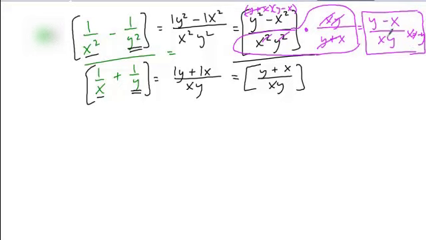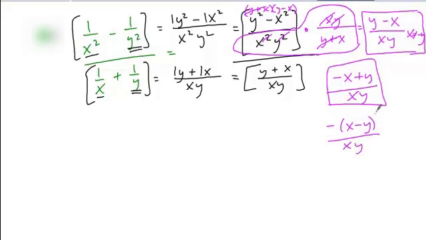If I was rewriting this in standard form in alphabetical order, my negative x plus y over xy would be an alternate form, as well as factoring out the negative, getting x minus y all over xy. So these would be acceptable alternative forms as well.